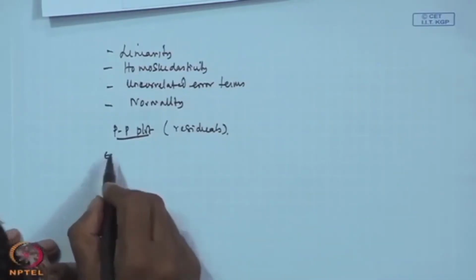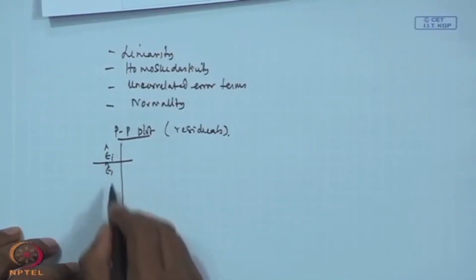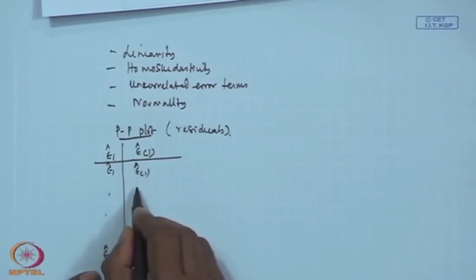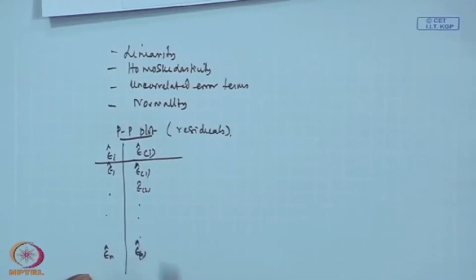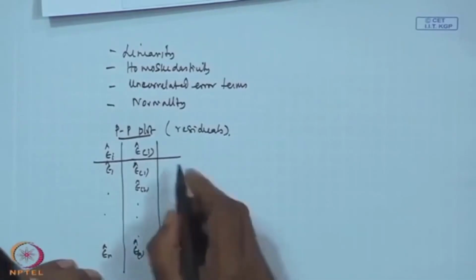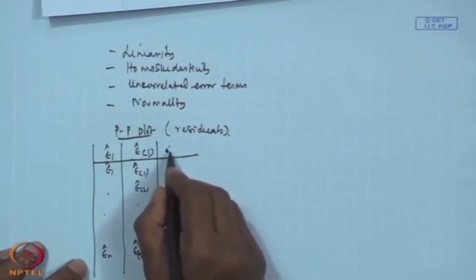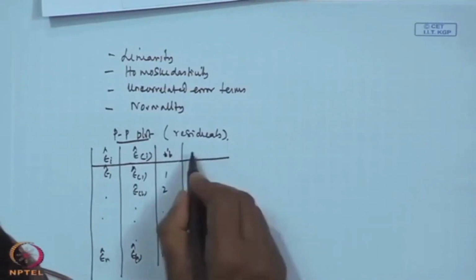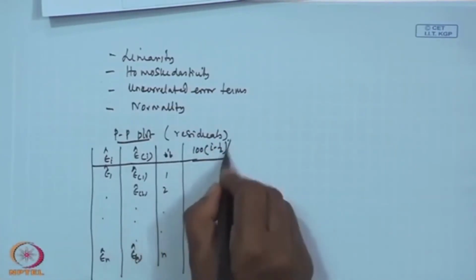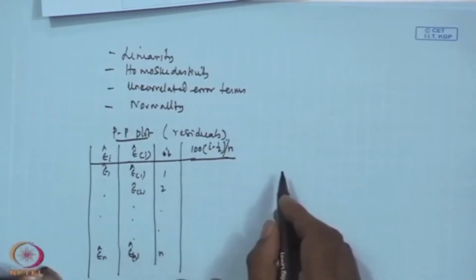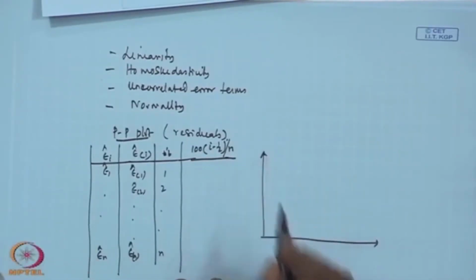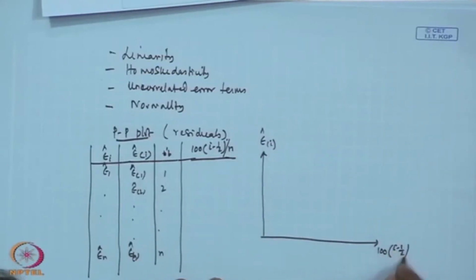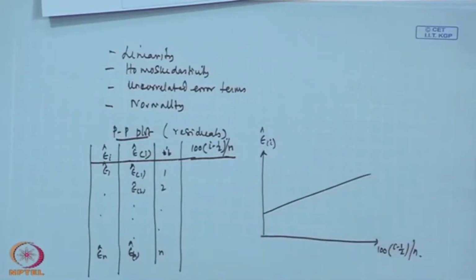What we have done there? Suppose the residuals are epsilon cap 1 to n. Then we found the ordered residuals, for i equal to 1 to n. Then you created 100 into (i minus half) by n, and you plotted the two, that means the ordered epsilon and 100 into (i minus half) divided by n, and you got a straight line.